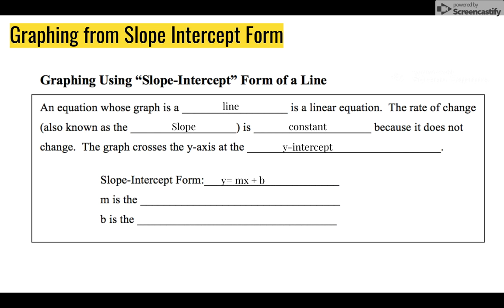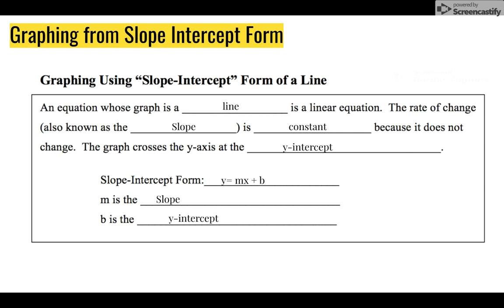So the m is going to be the slope. Slope is what we've been calculating from a graph and from points. And b is going to be the y-intercept. So again, the y-intercept is where that line crosses the y-axis. So when you have those two pieces of information, you can actually graph a line pretty easily. And we'll look at that in a little bit.